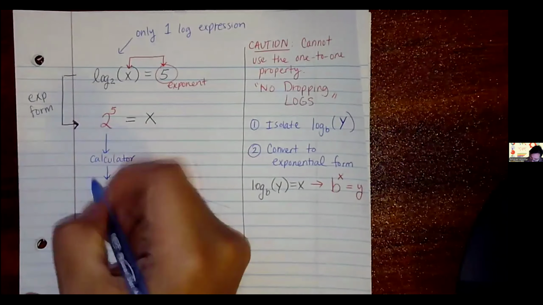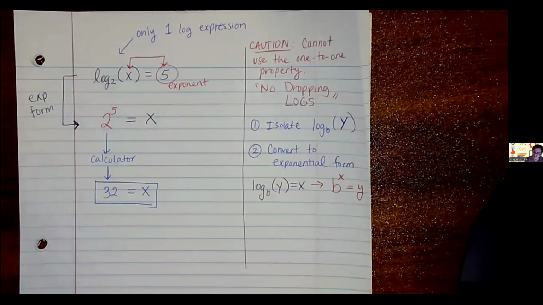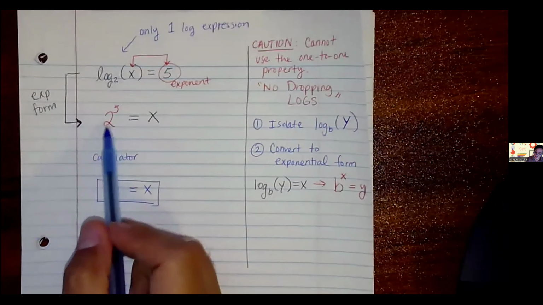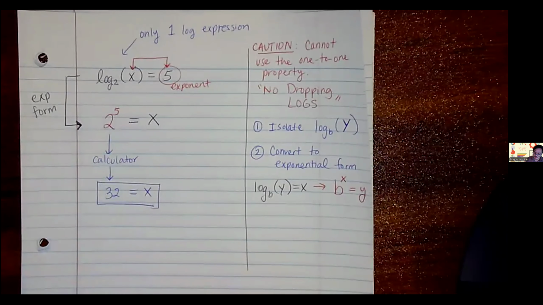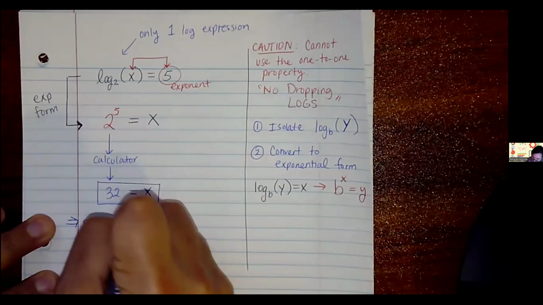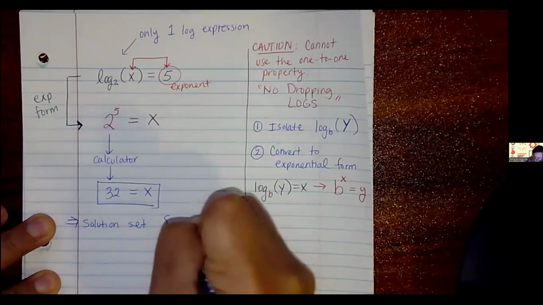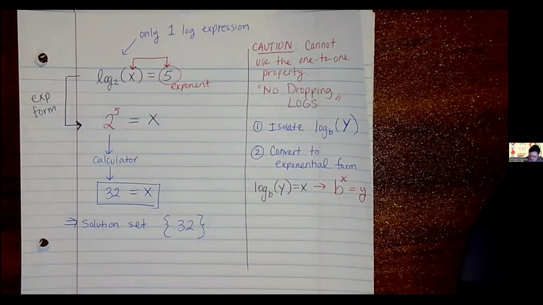Okay. And you're done. That was it. For this equation, all we needed to do was convert to exponential form, and then evaluate the exponential expression here, 2 to the 5th power, and then just came out to 32. So this is going to be good. We're going to say our solution set contains the number 32. Questions, comments, concerns?